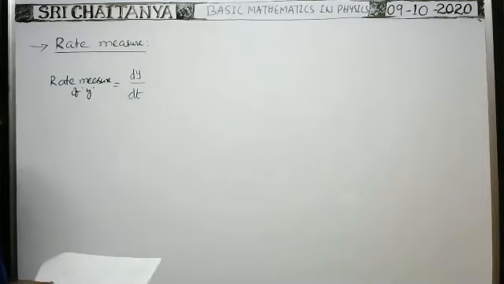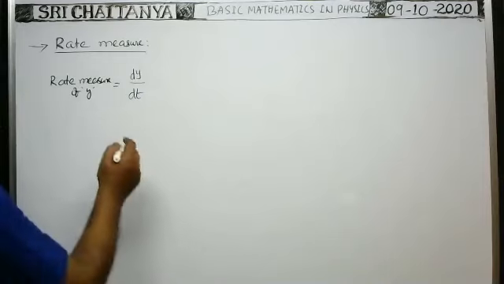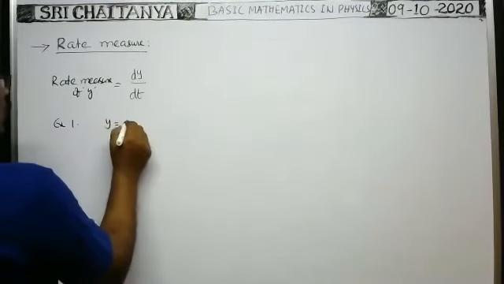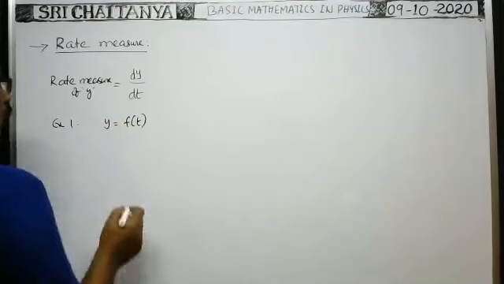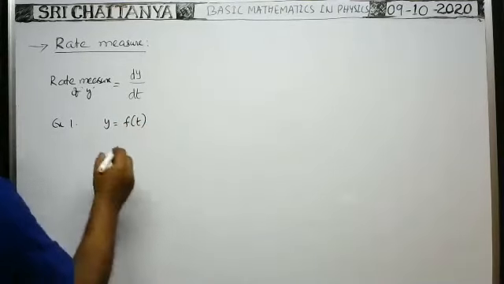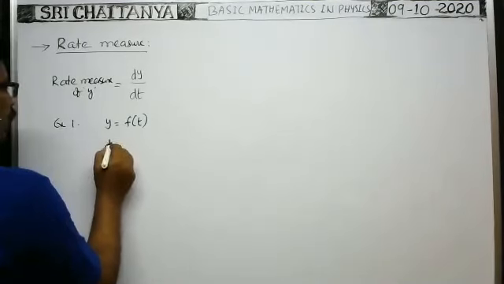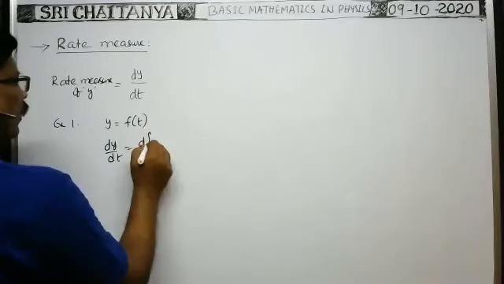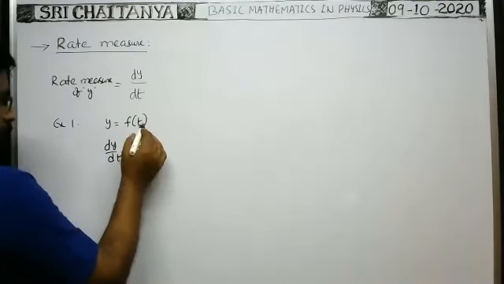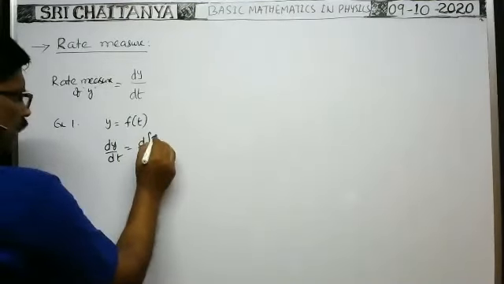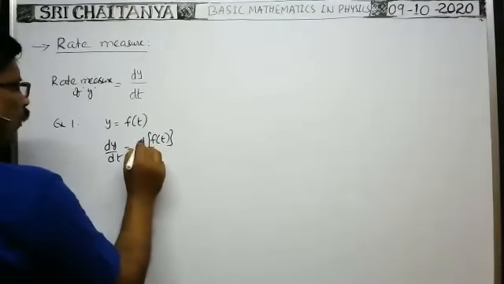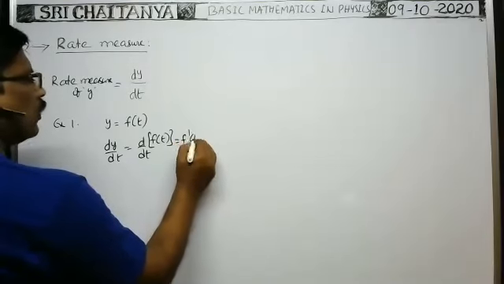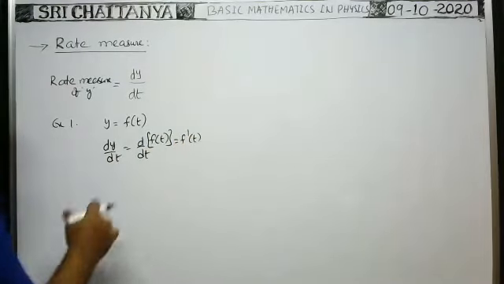Example one. Suppose y is a function of time. Then the rate measure of this y is dy by dt, which is equal to d by dt of y. That's why we write y equals f of t. When this function is differentiated with respect to time, you will get f dash of t, whatever it may be. In general, we can represent it like this.